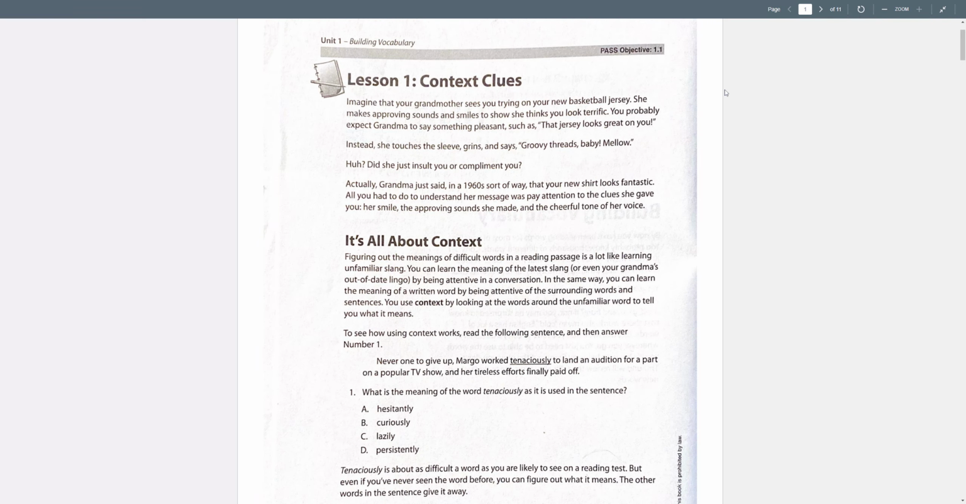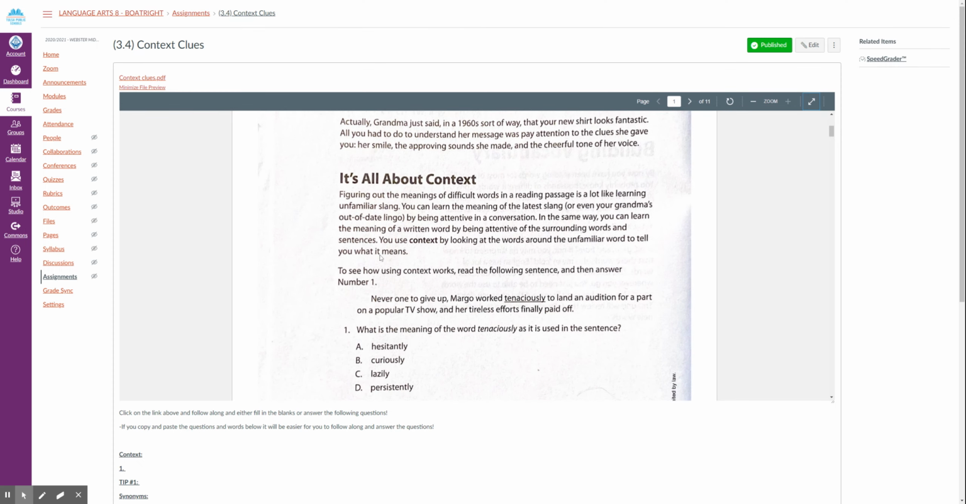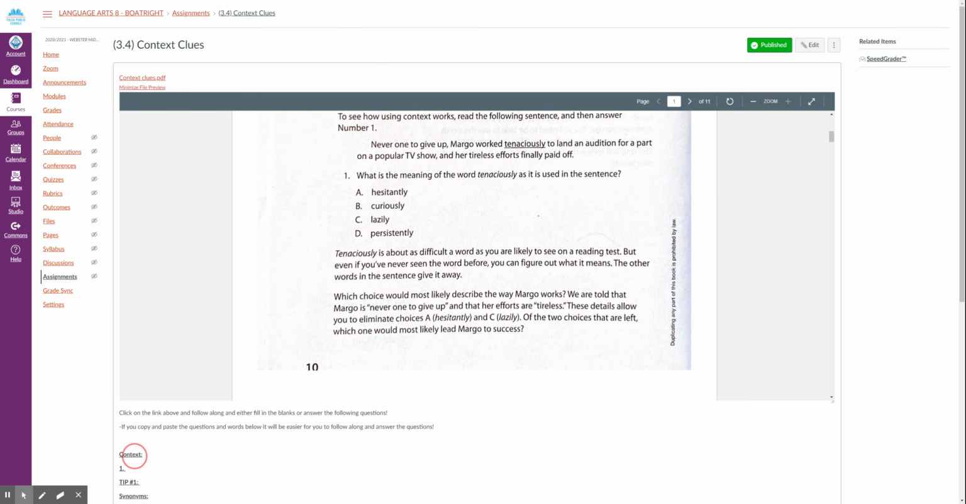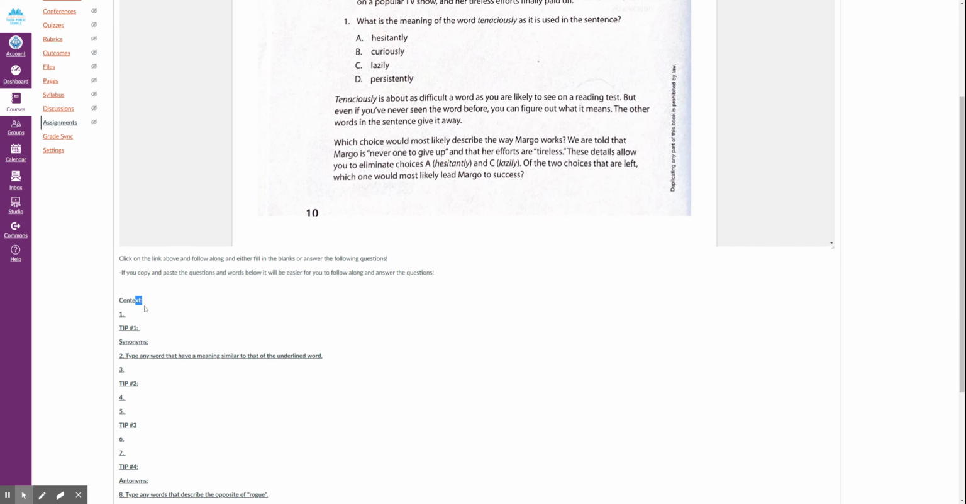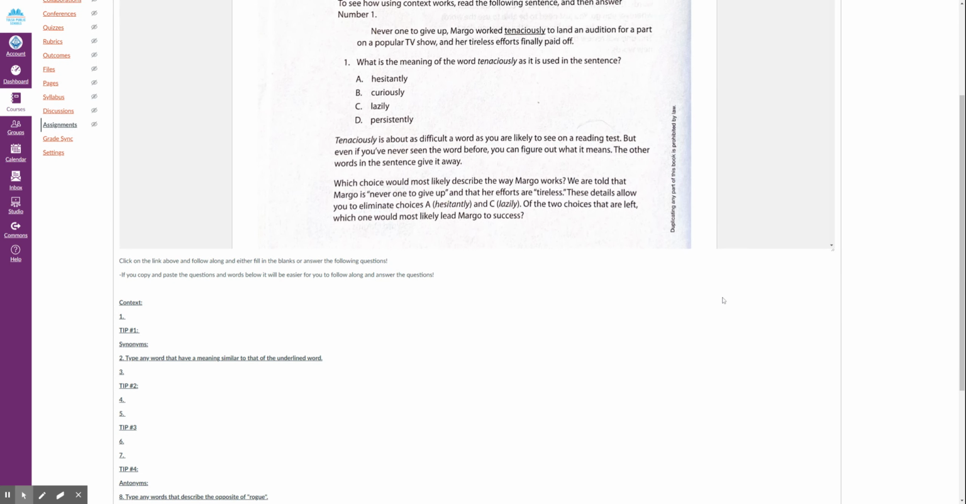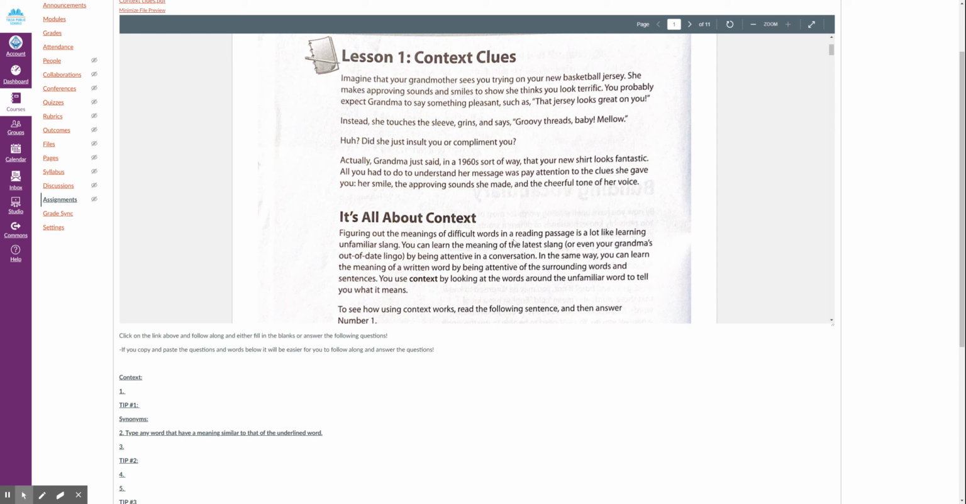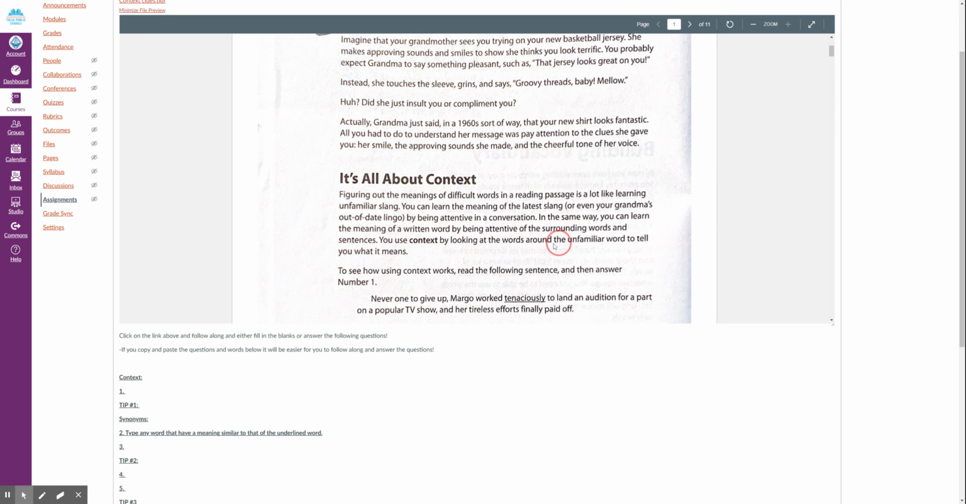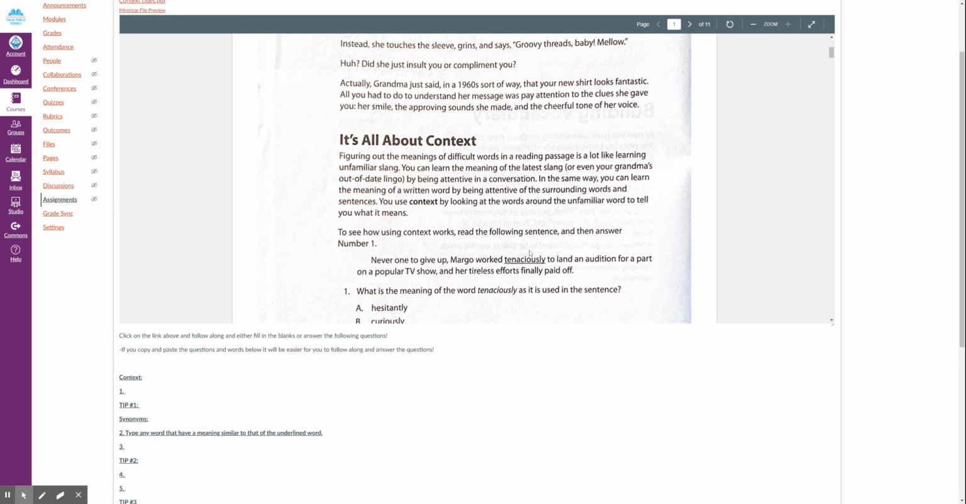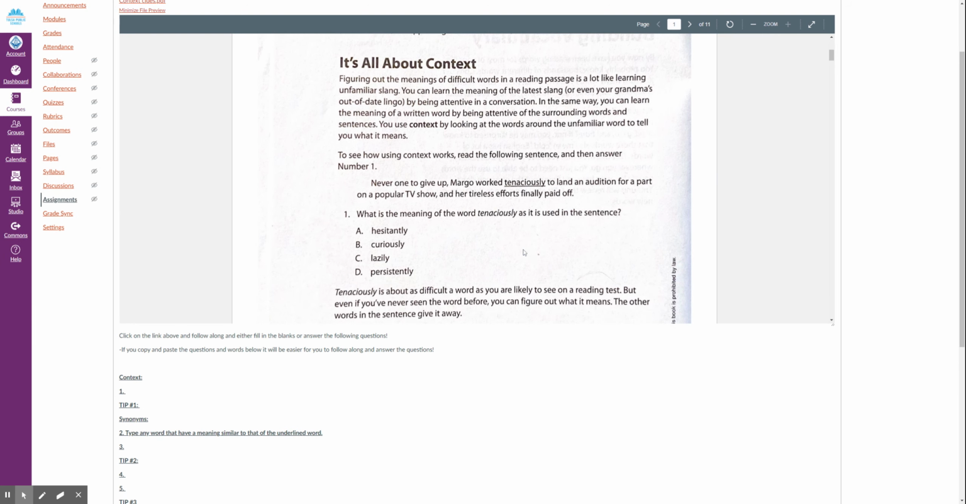Okay, I'm gonna go back a little bit. So right here, this is where you're gonna fill out the definition for context. Okay, so where am I at? There we go. So right here. So context is looking at the words around the unfamiliar word to tell you what it means. Okay, I'll say that again. By looking at the words around the unfamiliar word to tell you what it means.